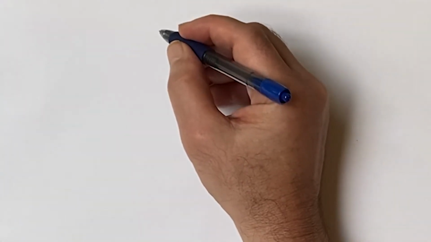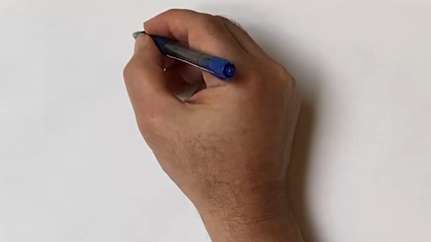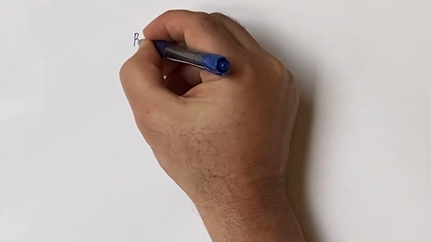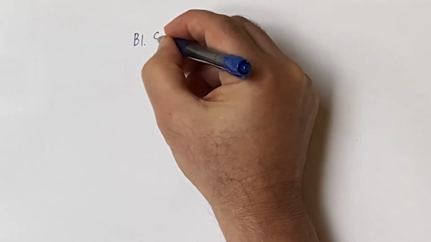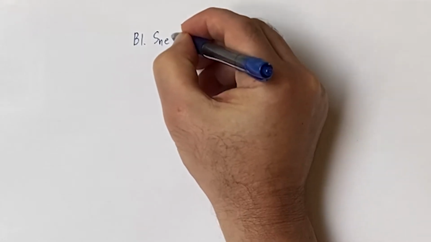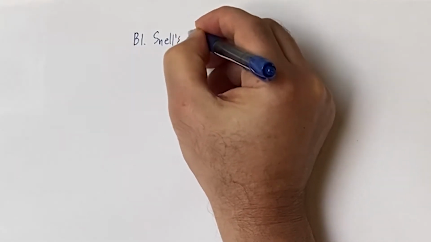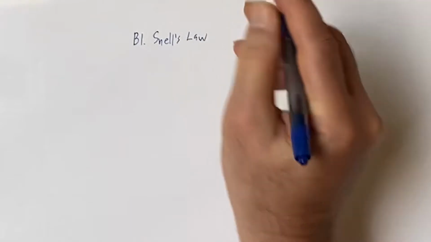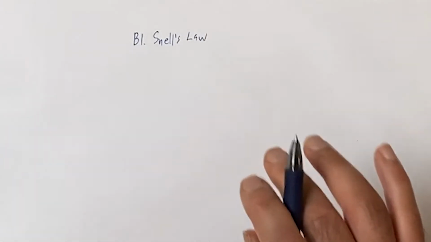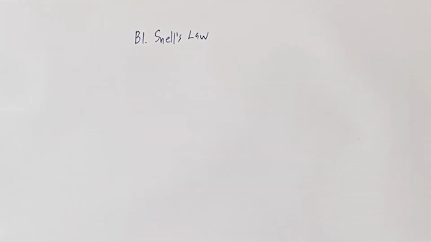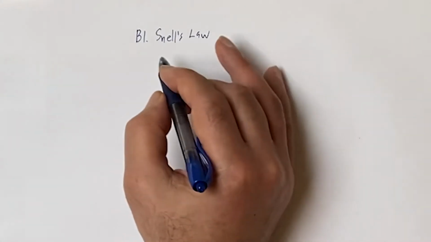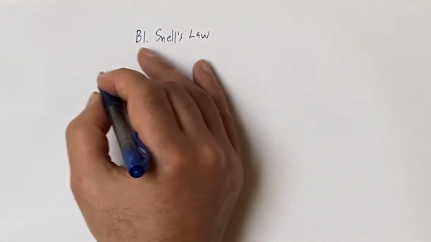We're going to look at B1, Snell's law. And first we're going to do a high school derivation, one that uses trigonometry. Let's do this by way of an analogy.